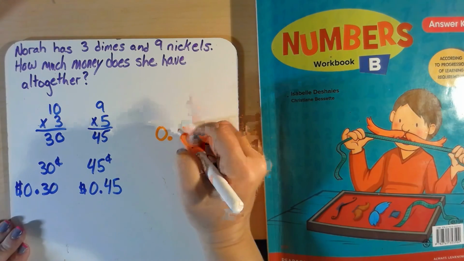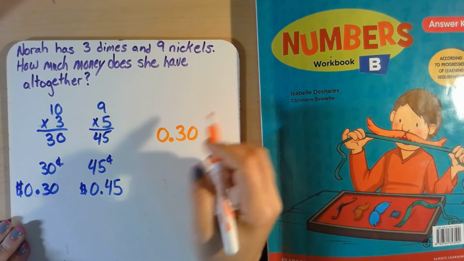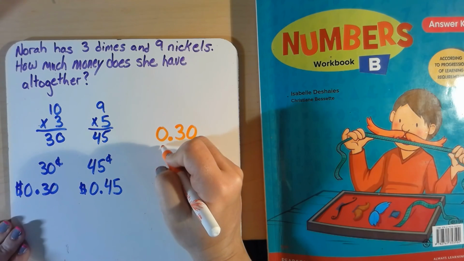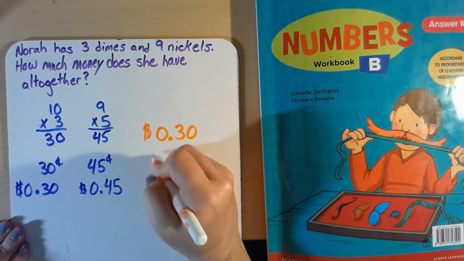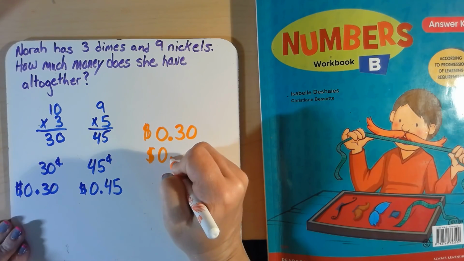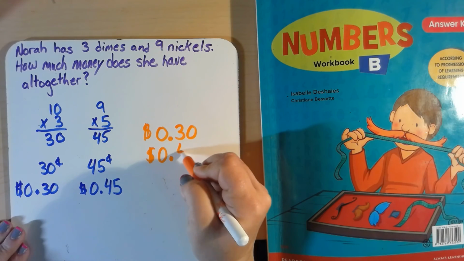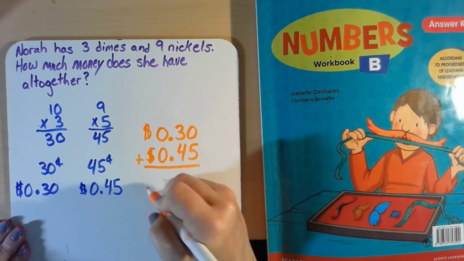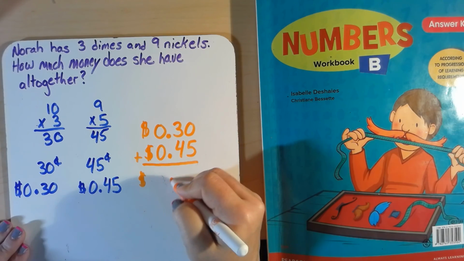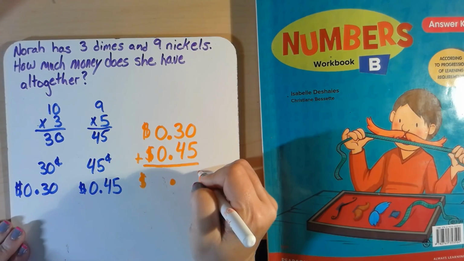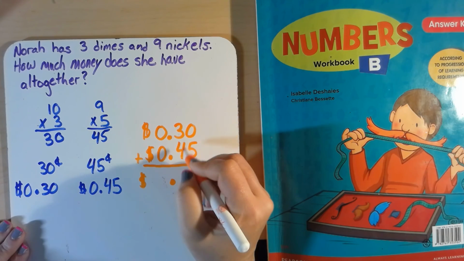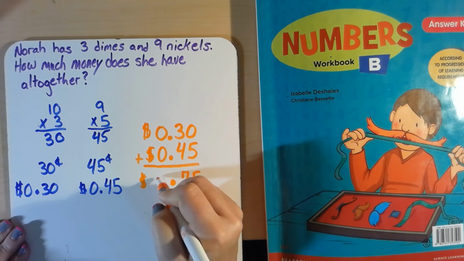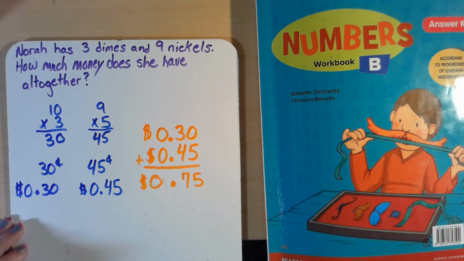Since we learned decimals, let's add our decimals. So we have 0.30 for money. And we're going to add $0.45. We're going to line up our decimal points. And that equals, I'm going to bring down my decimal point, 0 plus 5 is 5. 3 plus 4, 7. She will have 75 cents.